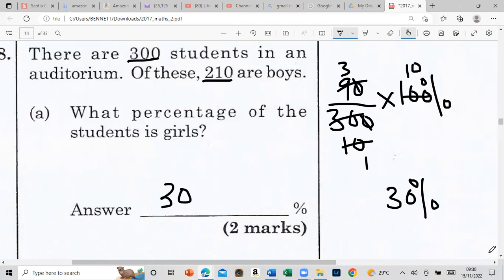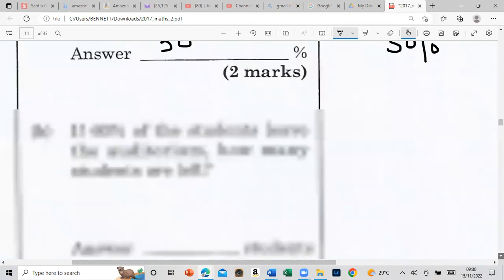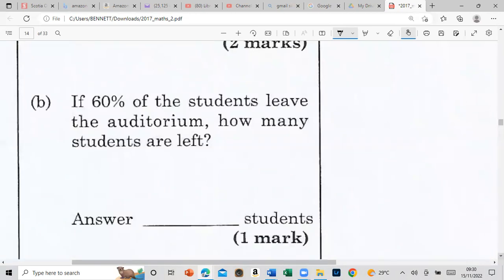Right? They put the percentage already. So let's move on to the next one. It says if 60% of the students leave the auditorium, how many students were left? Very nice question. So out of the total, 60% were to leave. How many would remain? So we know that the total is 300. So all we have to do is just find 60% of 300. Alright? And that would be our answer.